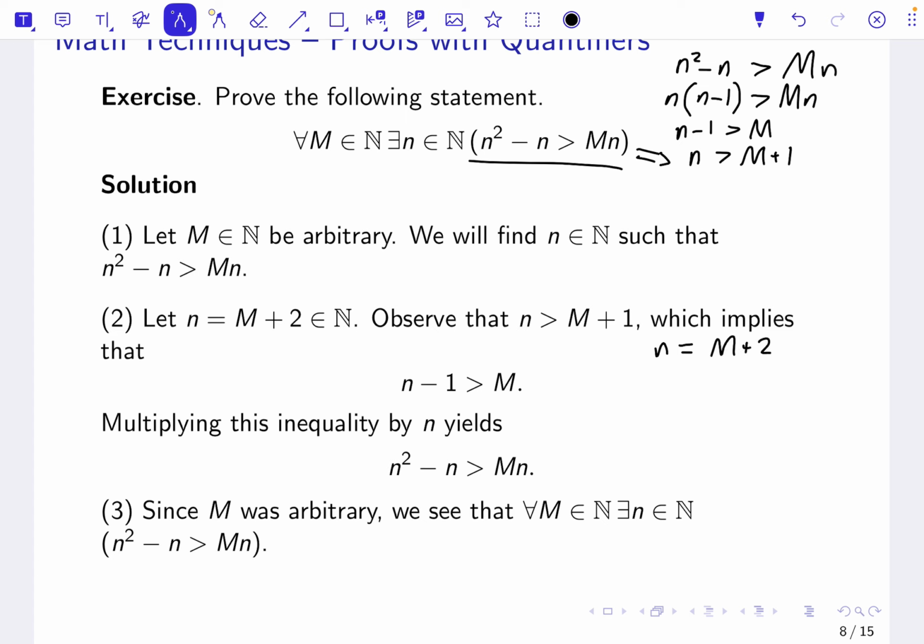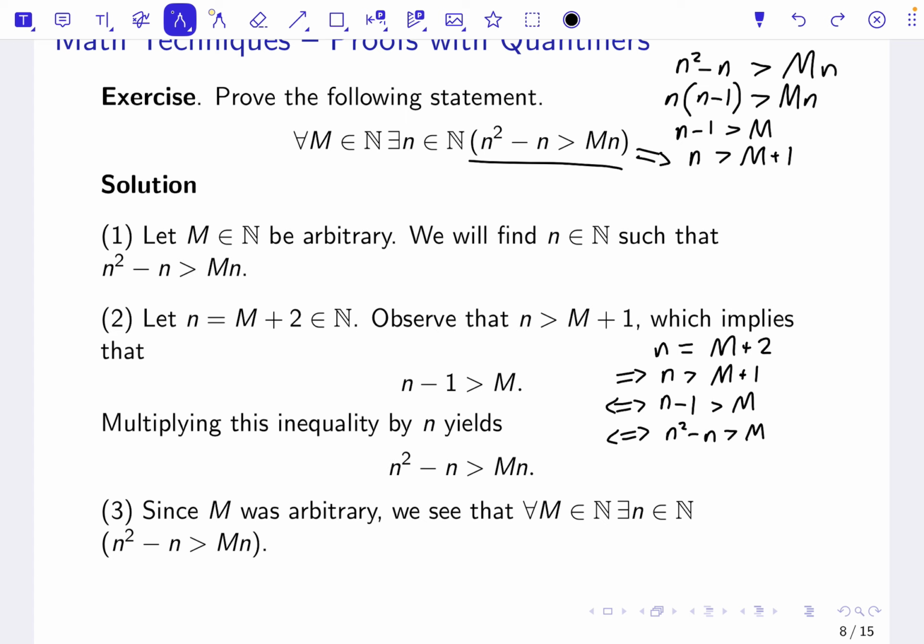So n equals m plus 2. This implies that n is greater than m plus 1, which implies, I think it's actually logically equivalent to, that n minus 1 is greater than m, just subtract 1 from both sides, which is logically equivalent to multiplying both sides by n, and would you look at that? We found the inequality that we wanted.